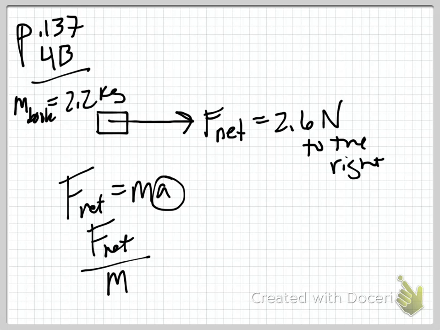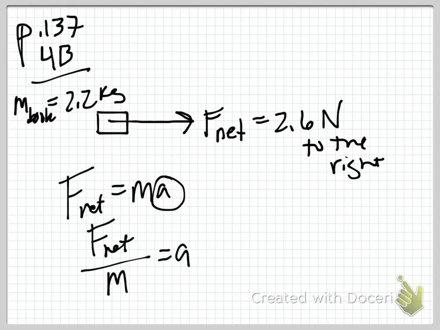Now, let me ask you this question. Did we draw a free body diagram here? No, we did not. If the only thing acting on that was some force to the right, so there's no gravity, there's no normal force from the table, it's not a free body diagram. Now, that is a picture which will help you solve the problem, but it's not a free body diagram.